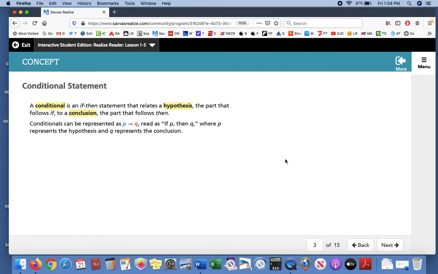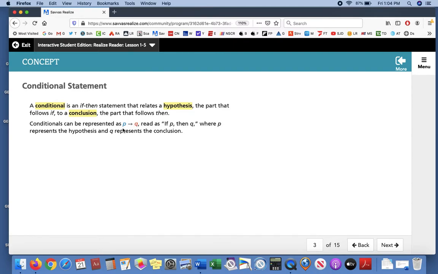Conditional statement. A conditional is an if-then statement that relates a hypothesis, the part that follows if, to a conclusion, the part that follows then. So you're going to see the words if and then, and the part that follows if is the hypothesis. If hypothesis, then conclusion. We want to get familiar with this.